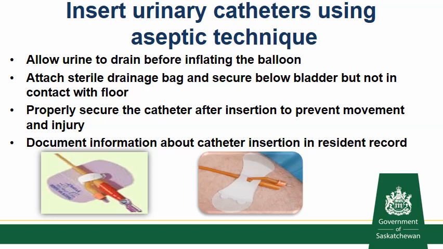Properly secure the indwelling catheter by anchoring it to the upper thigh in women and to the upper thigh or lower abdomen in men in order to prevent movement of the catheter and urethral trauma and tears. Document information about the insertion on the residence chart. We won't cover it here, but in the guideline there is information about technique required for intermittent catheterization done in a continuing care setting.